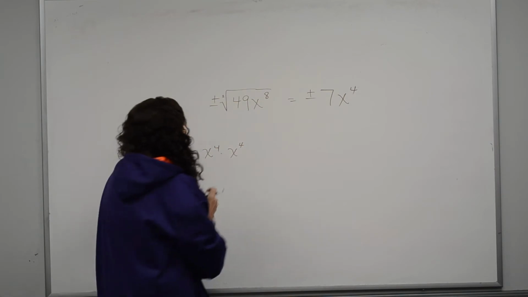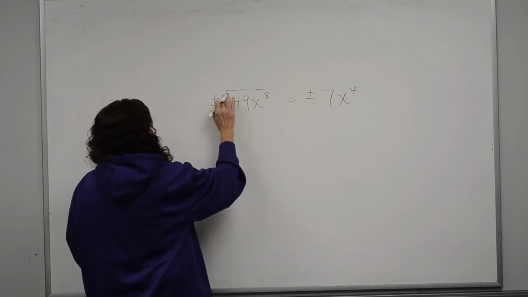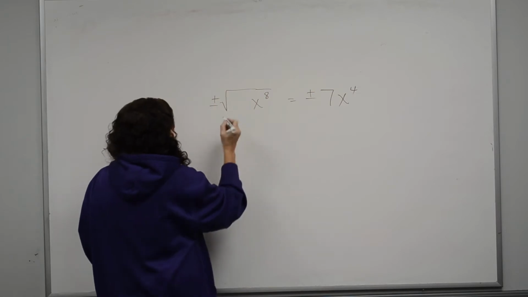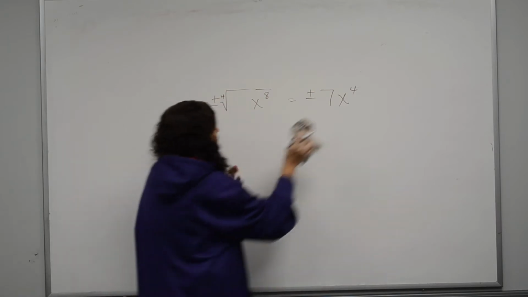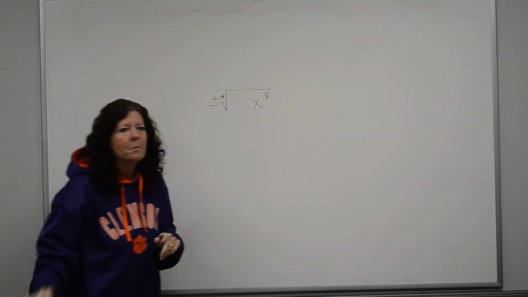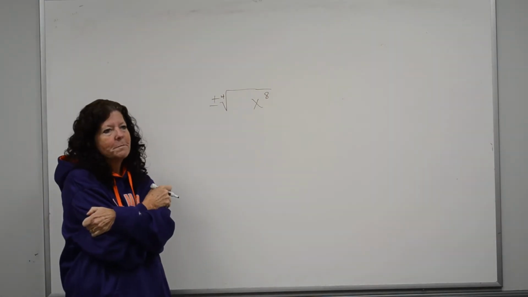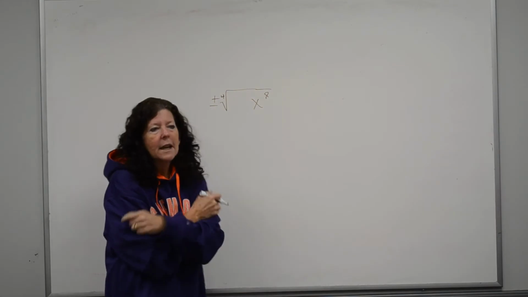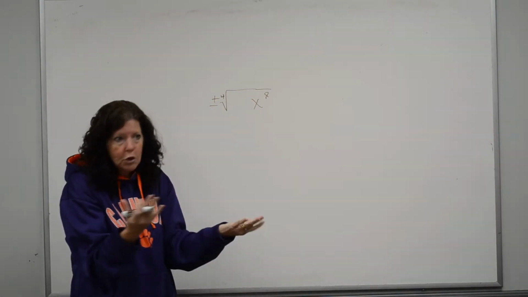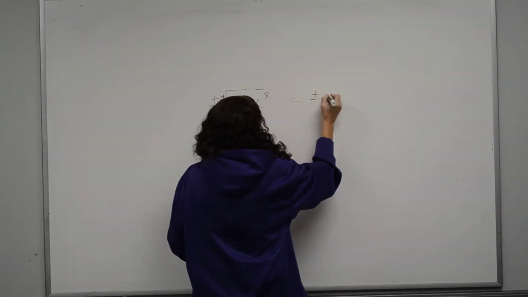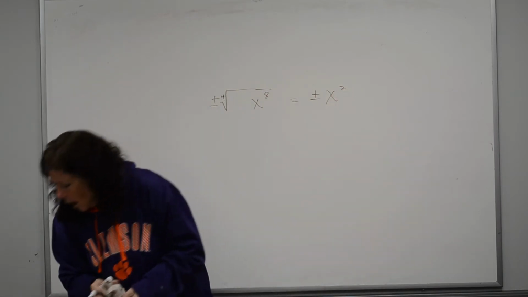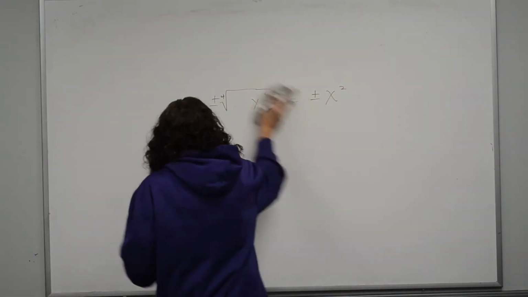Okay? What if I had that? Got rid of the 49. Well, what if I had that? What would the answer be? X squared. Because 4 times what equals 8 without going over? 2. So the answer is that. Okay, you with me? What about this?